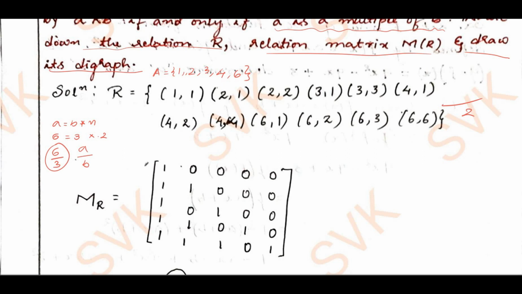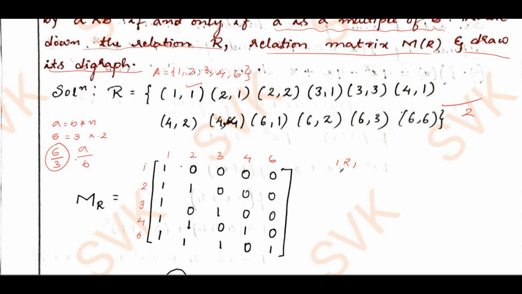For rows, I will be writing the set they have provided, that is 1, 2, 3, 4, 6. I will do the same for the columns, set A: 1, 2, 3, 4, 6. If there is a relation 1 to 1, 1 is related to 1, I will put the value as 1. Otherwise, I will put 0. Here 1 is related to 1, so I am putting 1.